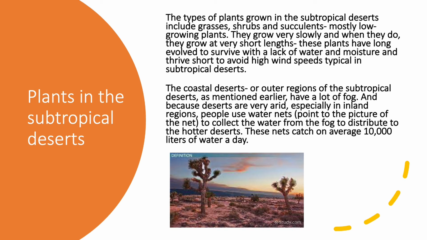The coastal deserts, or outer region of the subtropical deserts, as mentioned earlier, have a lot of fog, and because deserts are very arid, especially in inland regions, people use water nets to collect the water from the fog to distribute to the hotter deserts. These nets catch on average 10,000 liters of water a day.